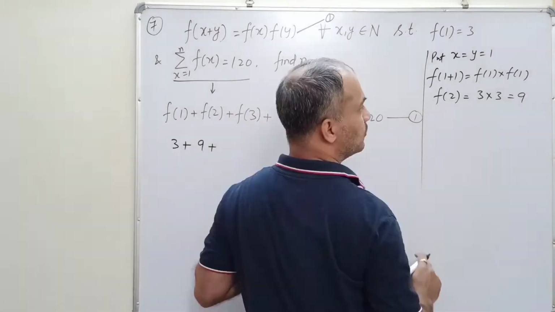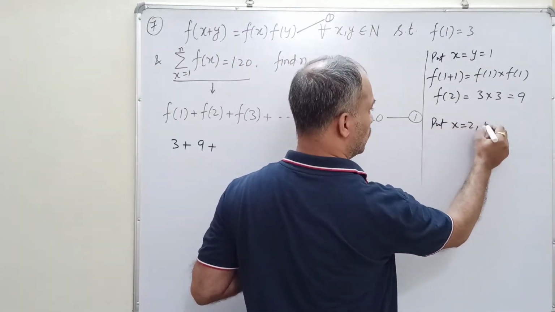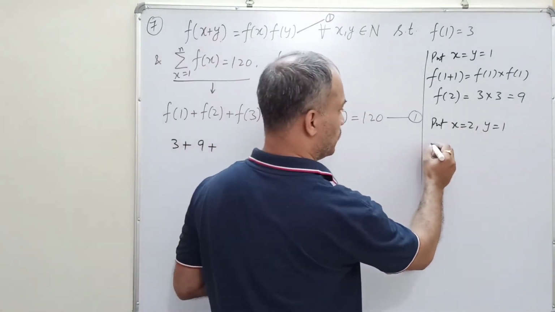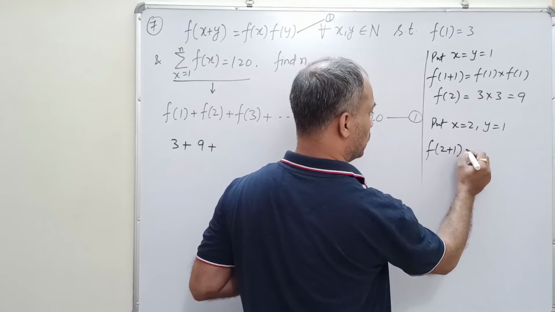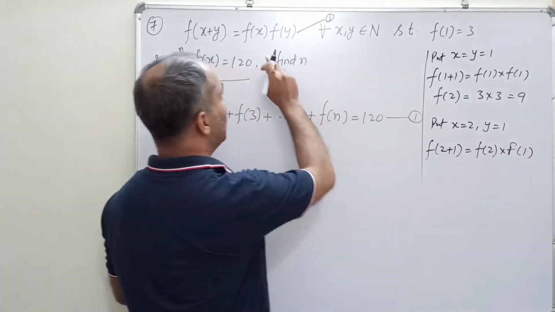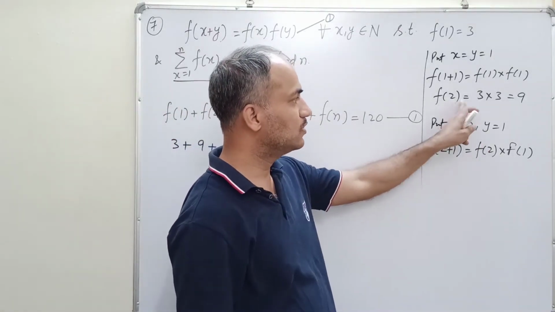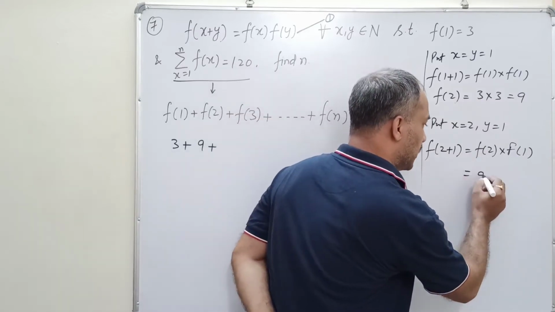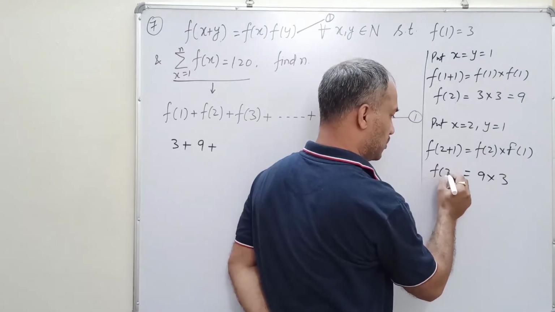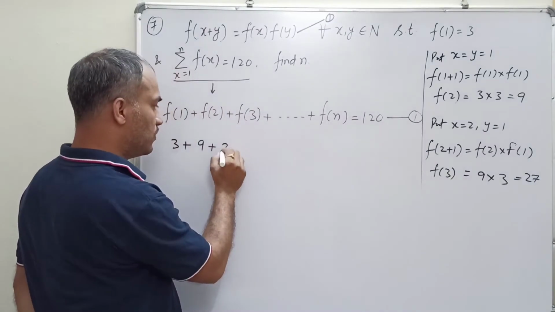Now what is the next term? For f(3) we can put x equal to 2 and y equal to 1. So 2 plus 1 becomes 3. So f(2+1) is f(2) into f(1). Here x is 2 and y is 1. So what is the value? f(2) is known, 9, and f(1) is given in the question as 3. This is f(3). So 9 threes are 27.